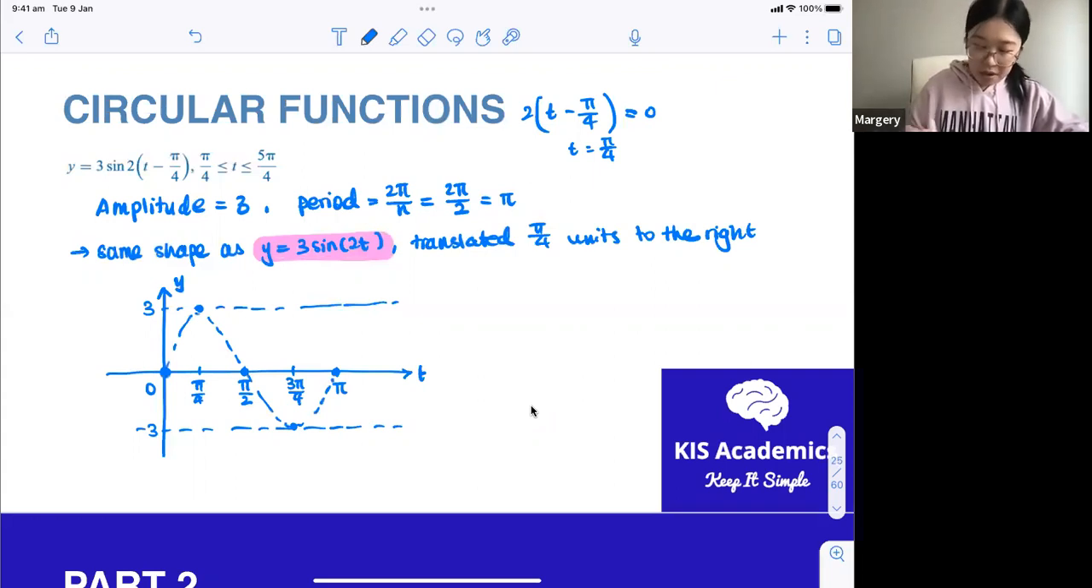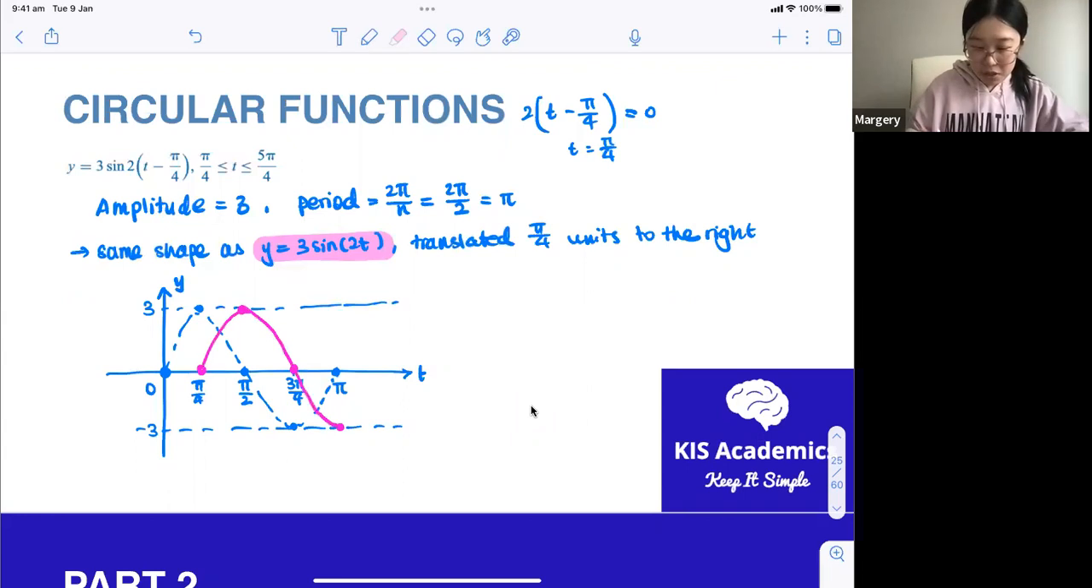And so we know that our graph is the same shape as this, just translated to the right by pi over 4. So now this point here would move across to here, and I'd have a maximum at pi over 2, a 0 at 3 pi over 4, and a minimum now at pi. So I'd get this graph that looks like this.